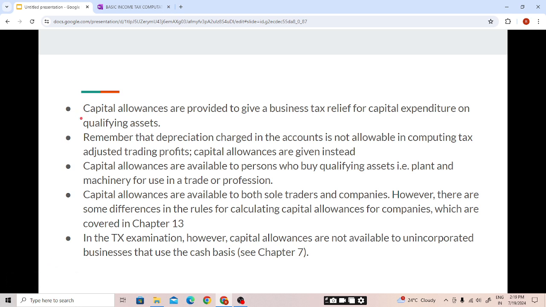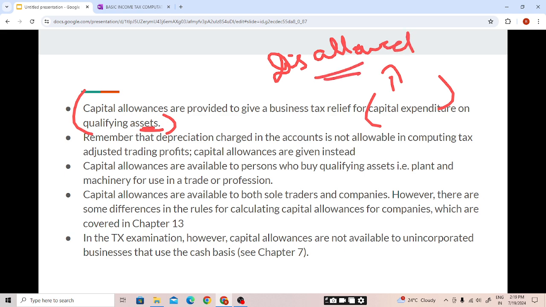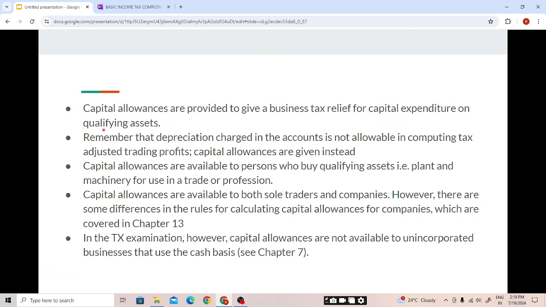Now, capital allowances are provided to give a business tax relief for capital expenditure on qualifying assets. Capital allowance is provided to give tax relief on capital expenditure. As we have already seen, students, in a previous chapter, depreciation will be disallowed. So, to claim tax relief on the capital expenditure, we need to calculate capital allowances. And capital allowance is calculated on qualifying assets, only on qualifying assets.